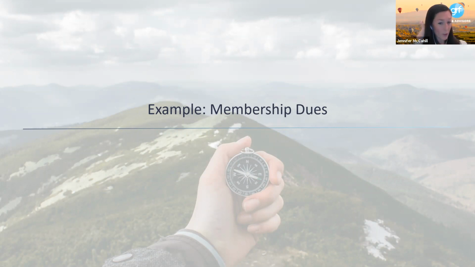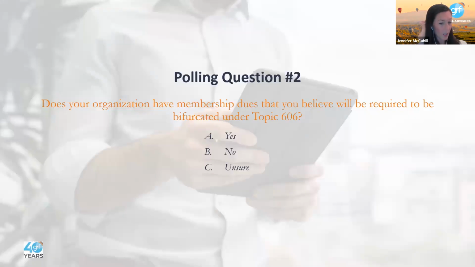So before we do that, let's take another polling question and give you another CPE word. We just want to get a sense of who today with us has membership dues that you believe will be required to bifurcate under topic 606. So go ahead and answer that.